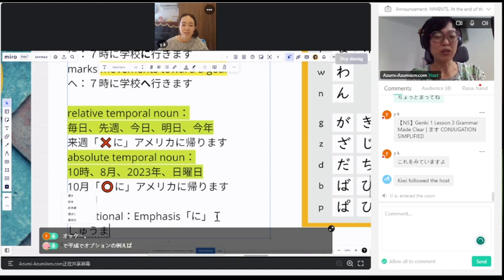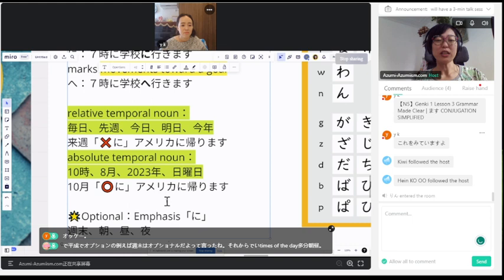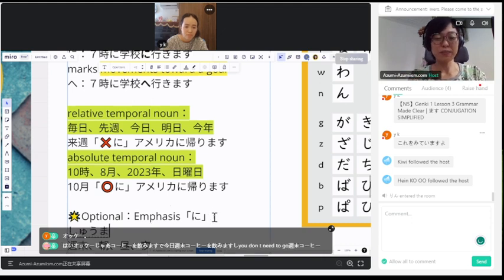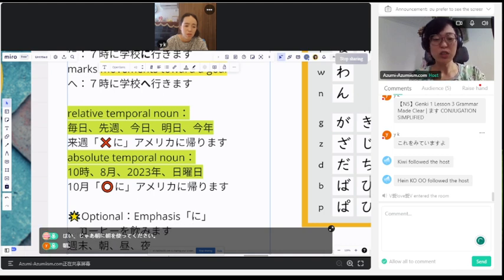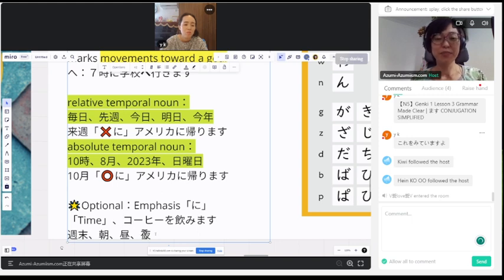例えば週末はオプショナルだよって言ったね。それから、times of the day. 朝、昼、夜。週末コーヒーを飲みます。See? You don't need any particle. 朝コーヒーを飲みます。朝にコーヒーを飲む。Both okay. 昼にコーヒーを飲みます。Both okay. He only mentioned optional, but I think that if you want to emphasize exactly the time, you use ni. Of course, you want to emphasize when is the correct time to drink. Otherwise, we don't put ni.